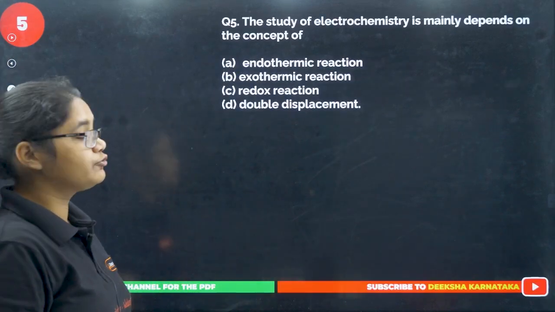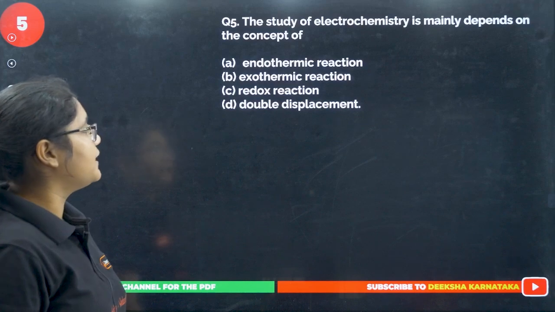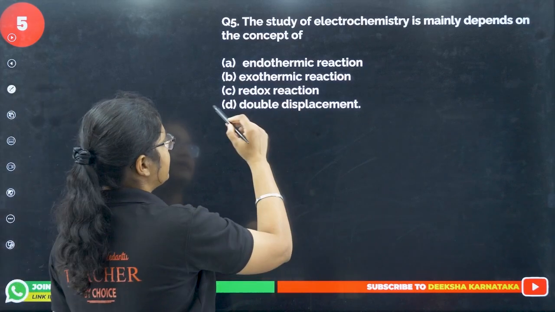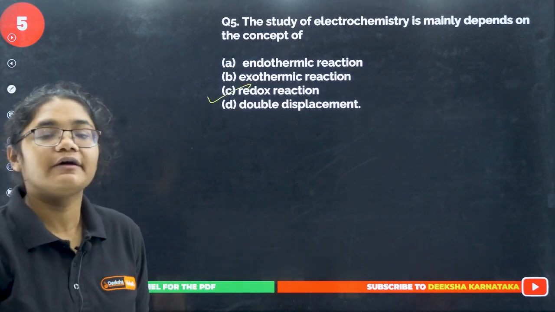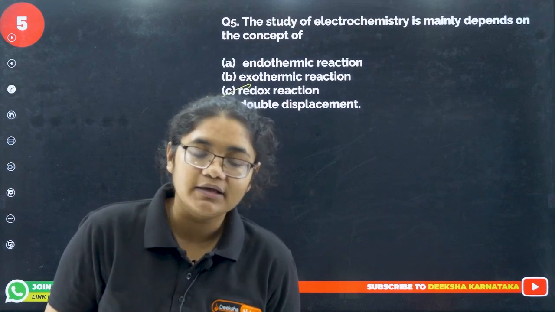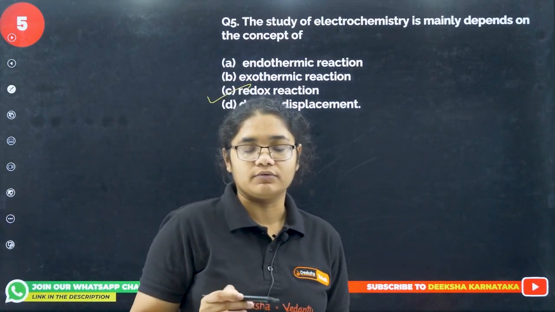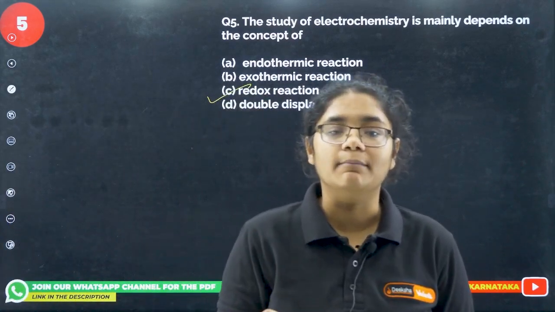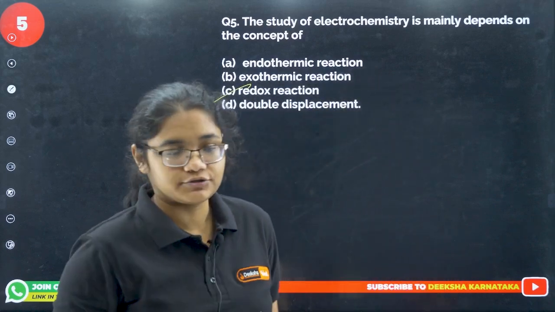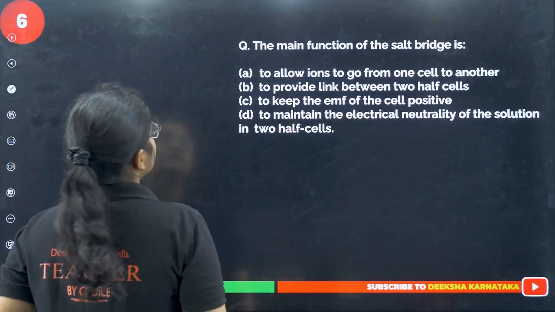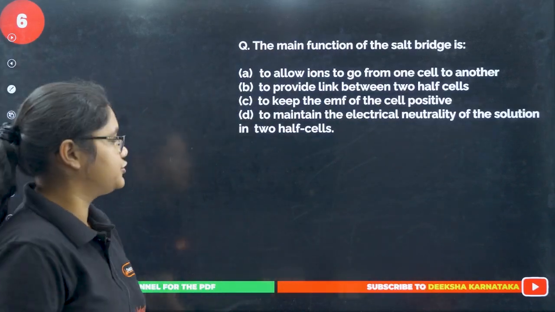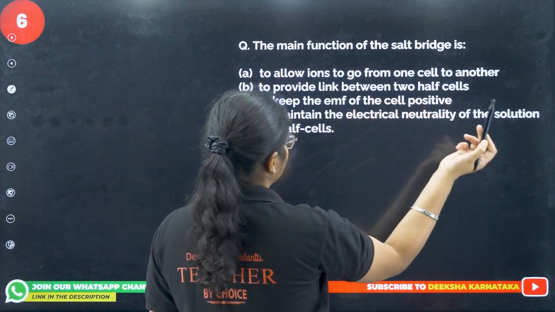Next, the study of electrochemistry mainly depends on the concept of endothermic or exothermic? No, it is because of redox reaction. The chemical energy which we are talking about is from the redox reaction. Next, the main function of the salt bridge is to allow ions to go from one cell to another.